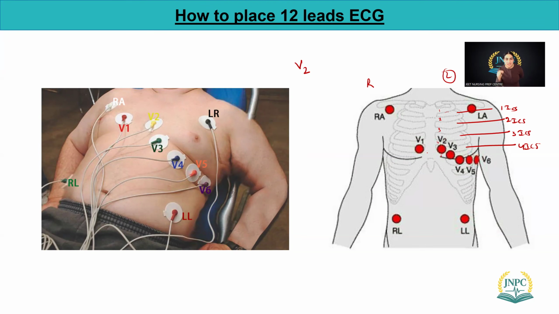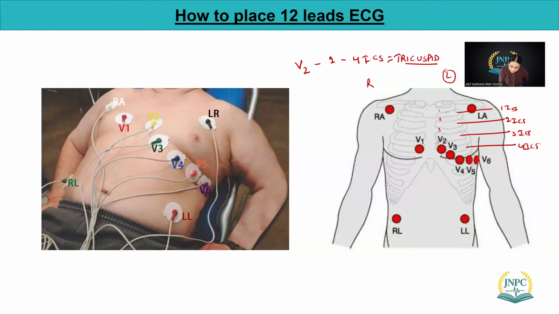That is where your tricuspid area is. So V2 always place first. Where do we put that? At the 4th intercostal space. And that 4th intercostal space is your tricuspid area. Tricuspid valve. Okay? The heart is sitting in a very oblique position, tilted on the right side, but the majority of the heart is on the left side.